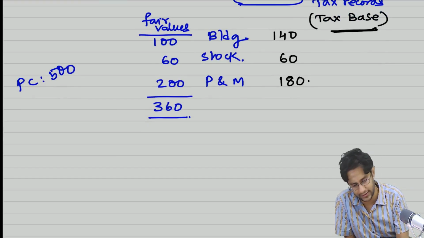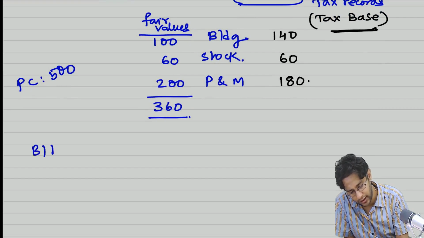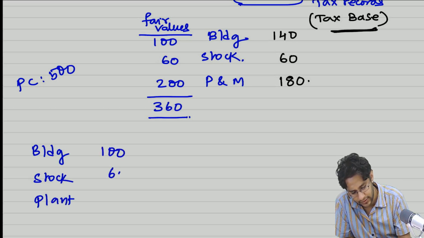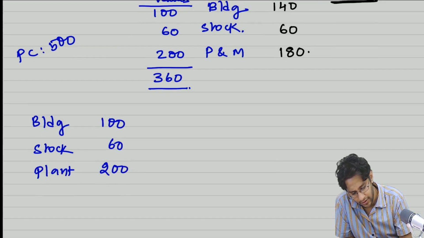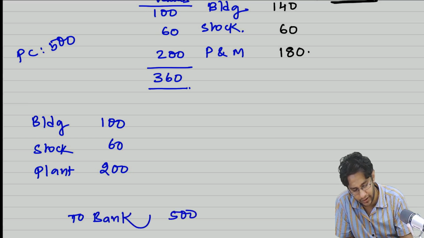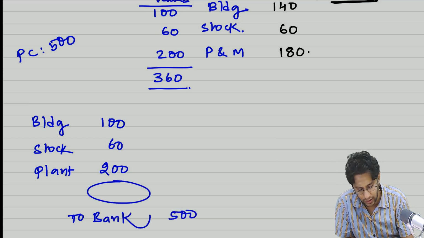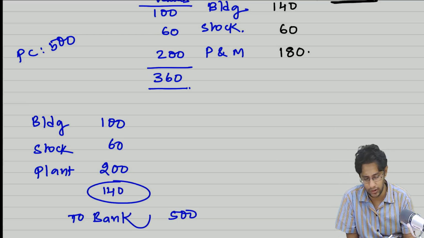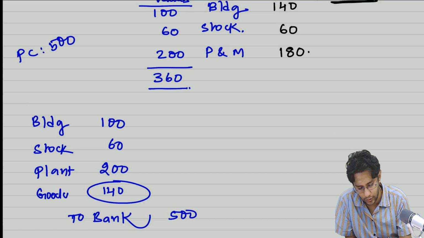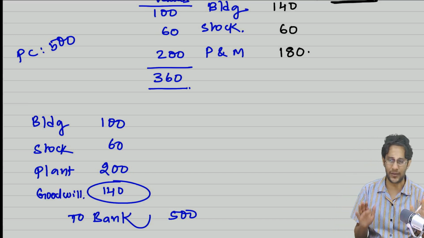For a moment, ignore tax and all. So A Limited should record an entry like this: building, stock, plant at fair values of 200, 60, 200, totalling 360. For all these put together, I am paying consideration of 500. So the entry is not tallying. I paid an extra consideration of 140. This 140 will be identified as goodwill. Plain sums, this is not wrong.